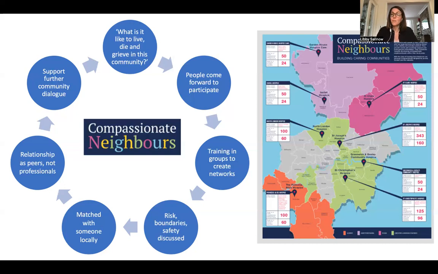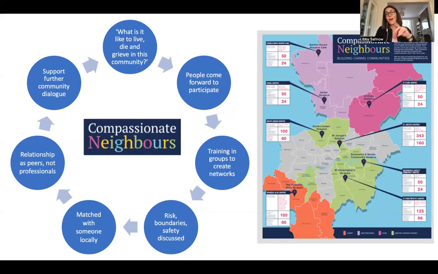People then matched with someone locally on their street, living nearby, and they would develop a role as peers, as colleagues, as friends, not as professionals. This is not around delivering a service to people, but this is around connecting people locally. And this then supports further community dialogue and continues to answer the question, what is it like now to live, die and grieve in this community? And could we start continuing that dialogue?